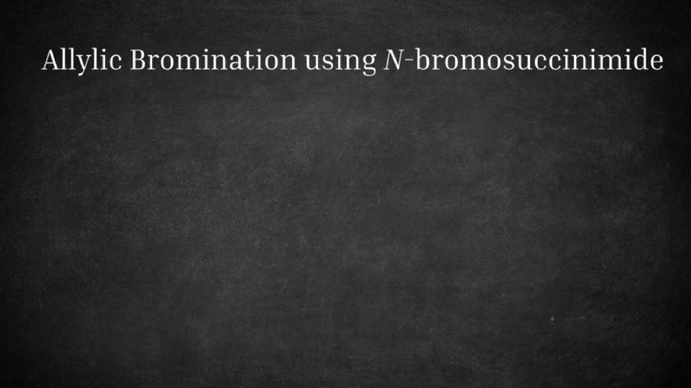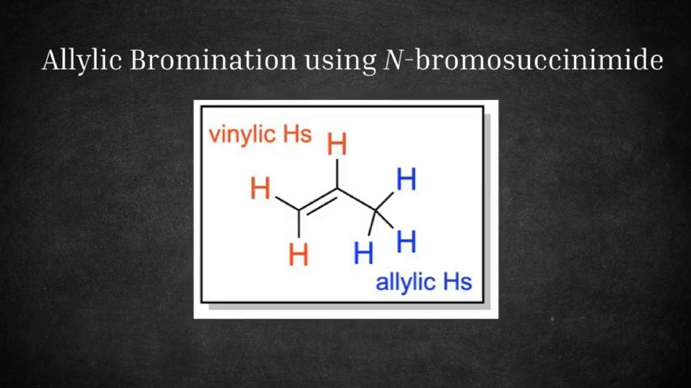Finally, let's take a look at one more reaction, allylic bromination with N-bromosuccinimide, NBS. Before getting into the reaction, let's do a quick review of some important terminology. The vinylic position refers to the position of a hydrogen or substituent that is directly attached to an alkene's sp2 hybridized carbon atom. For example, in propylene, here are the vinylic hydrogens in red.